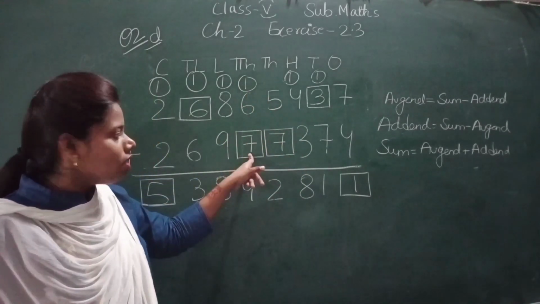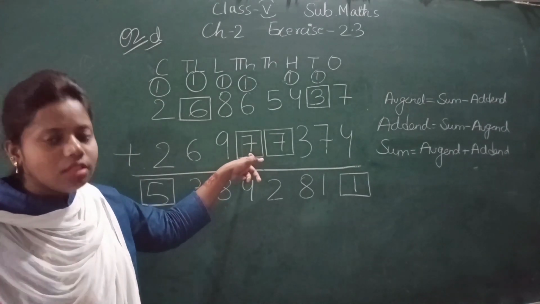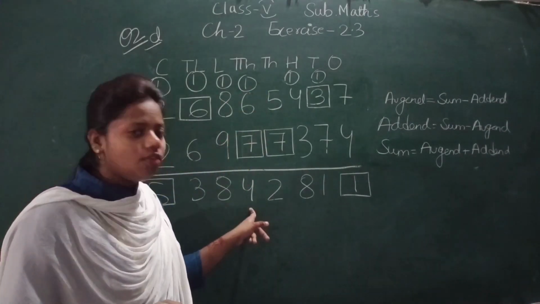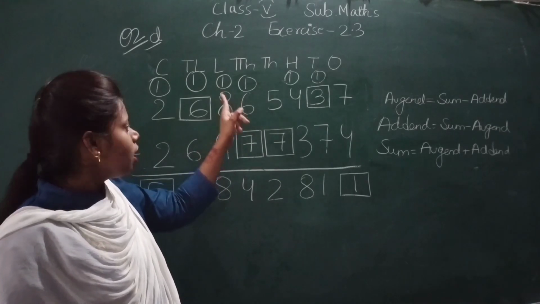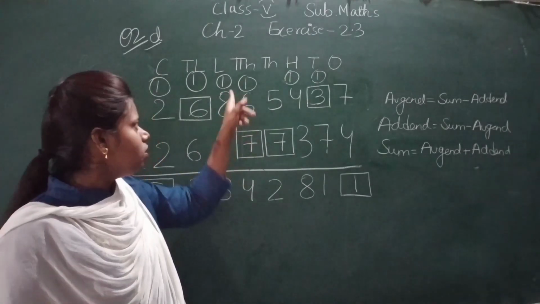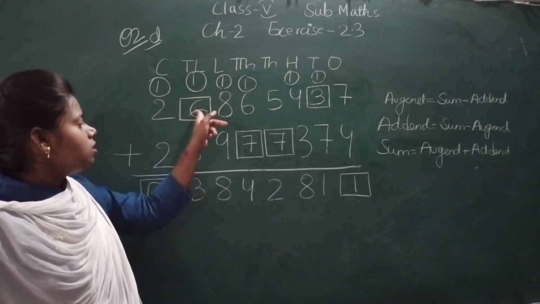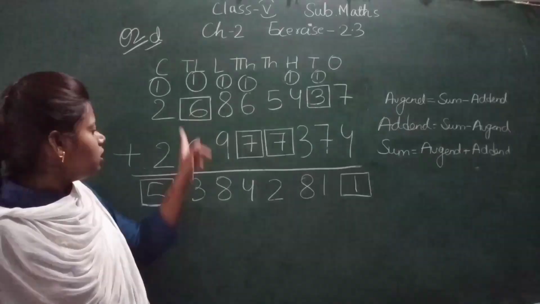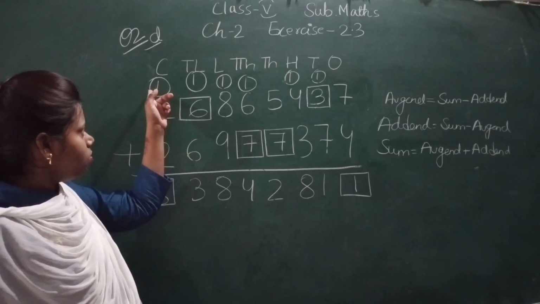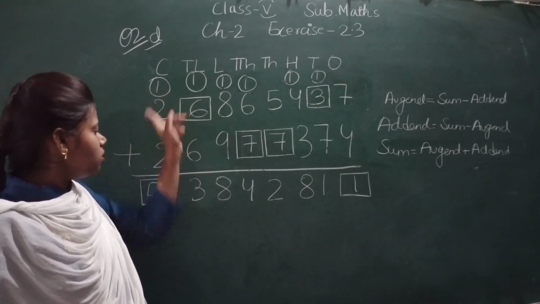Okay. 6 plus 7 is how much? It is 13. 13 plus 1 is 14. 4 is written here. 1 is carried over. 8 plus 9 is 17. 17 plus 1 is 18. 8 is written here. 1 is carried. Okay, 6 plus 6 is 12. 12 plus 1 is 13. 3 is written here. 1 is carried over. Okay, 2 plus 2 is 4 plus 1 is 5.